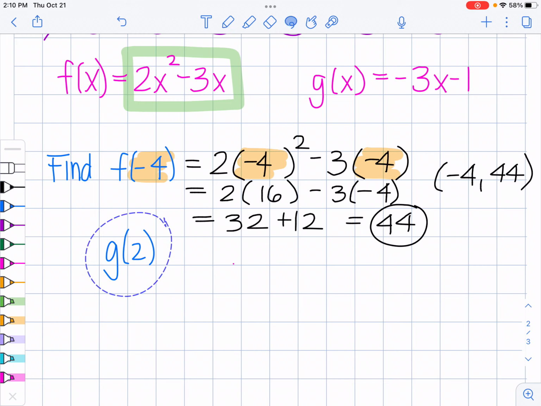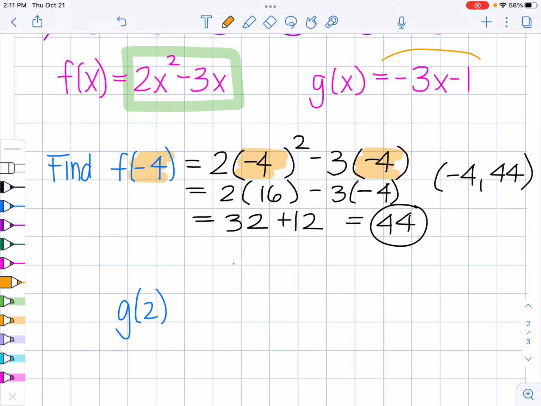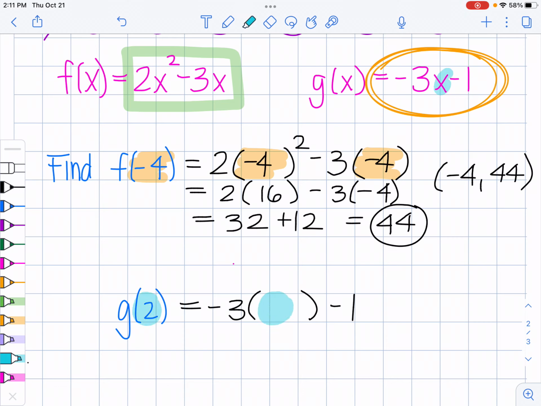And my last one, g of 2. I'm going to move this down just a little so we have some space. I'm going to use my function g, this guy right here, -3x minus 1. -3 times blank minus 1. I am plugging in a 2 for my value of x. So here becomes a 2, and I multiply. -3 times 2 is -6, and -6 minus 1 is -7. So that means when I plug in 2, I get -7.